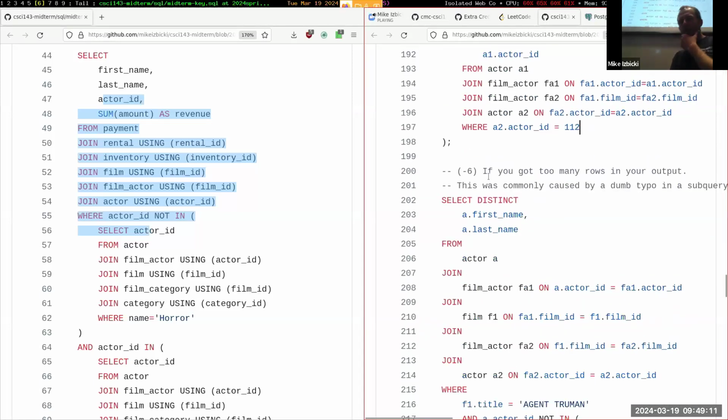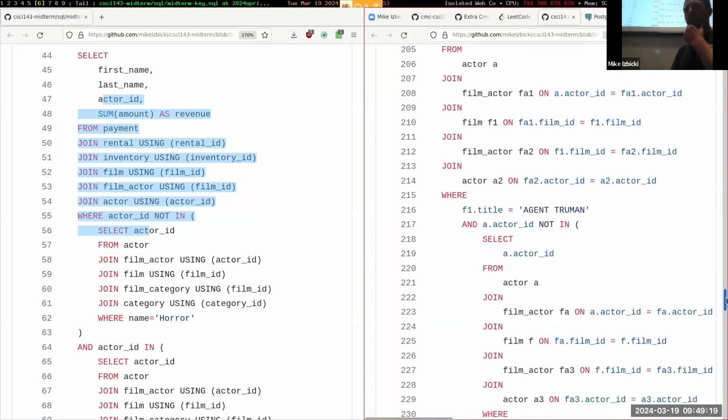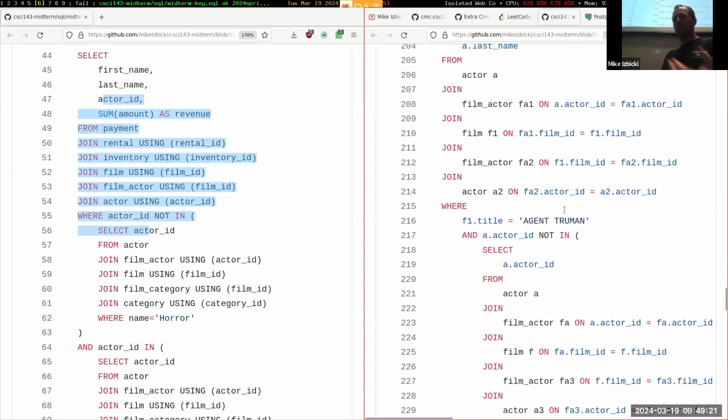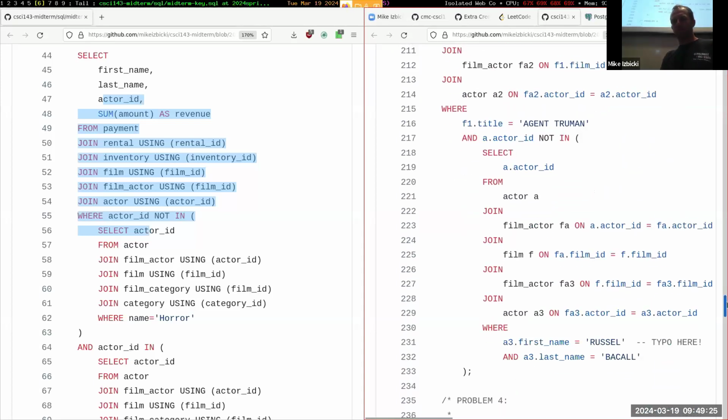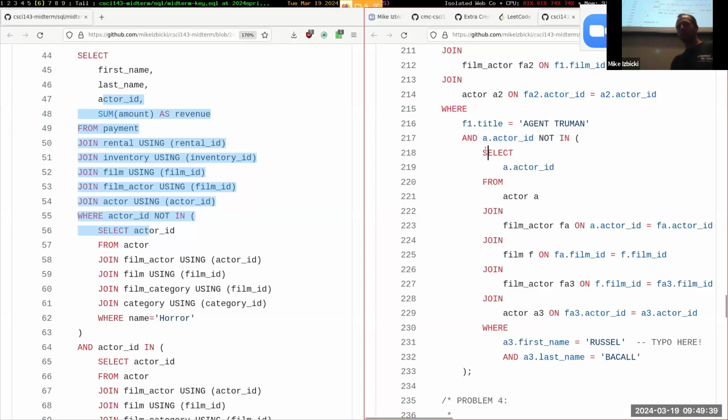Another common mistake here, if you're getting too many rows in your output for some reason, then that was probably because of not having filtering happening correctly. This example here is a very unfortunate example of a mistake on just a typo on the name Russell, having a single L instead of 2 L's. So this entire select clause right here matches nothing. So this entire filter right here does absolutely nothing.